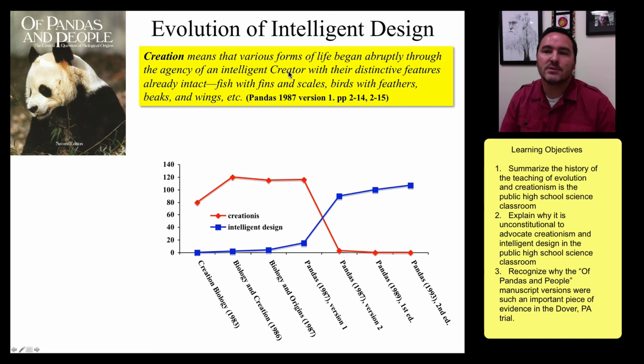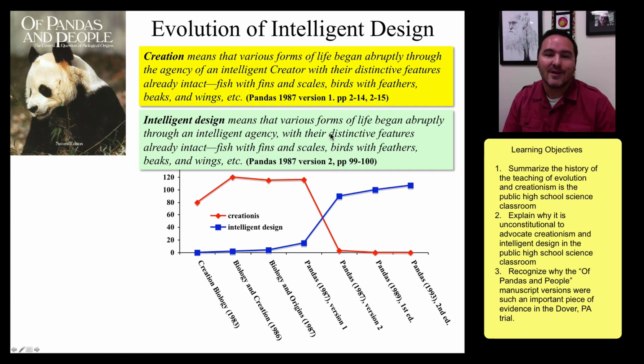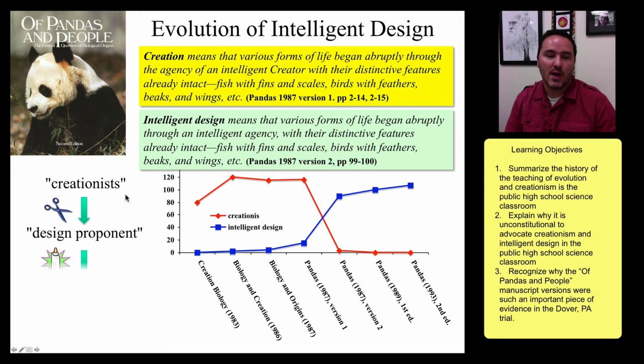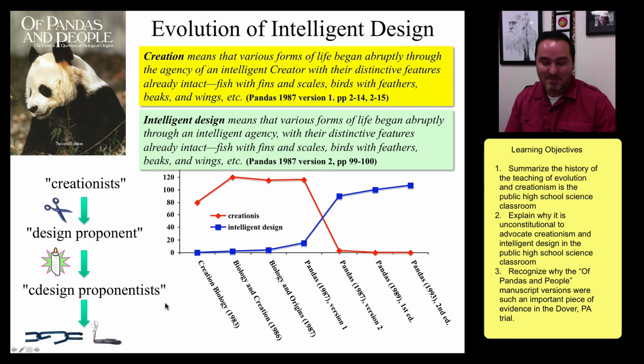"Creation means that various forms of life began abruptly through the agency of an intelligent creator," and so forth. This is the 1987 version 1. Here's version 2. Same thing, but "intelligent design means that." So just a simple find and replace is what they were doing. One of the times, there was an actual creationist in version 1. What should have happened was probably "design proponent" in version 2, but it ended up being "cdesign proponentsist." So it was like the ultimate smoking gun or missing link, pun intended.